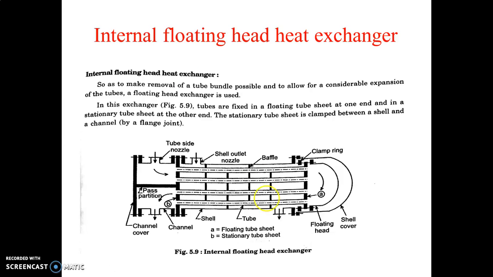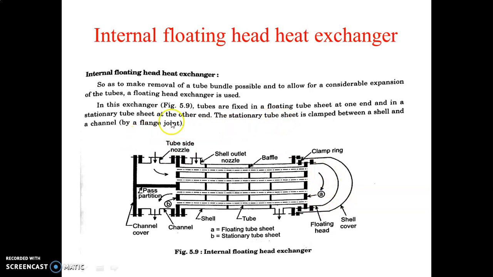So I will show the figure. It is called an internal floating head heat exchanger. And what is the purpose of this heat exchanger? So as to make the removal of the tube bundle possible. That means this tube bundle can be removed from the shell and it allows for considerable expansion of the tubes. A floating head heat exchanger is used because stresses are developed due to the heating, so those stresses are minimized in this floating head.